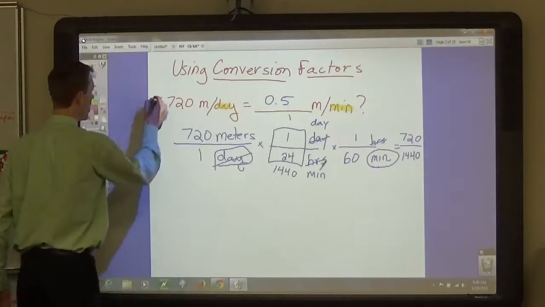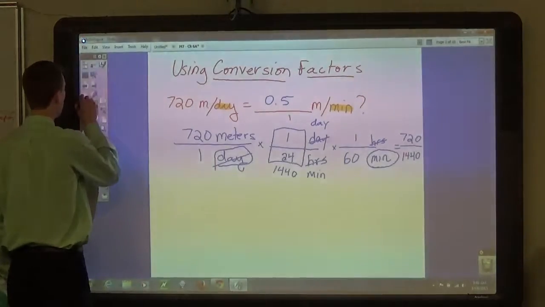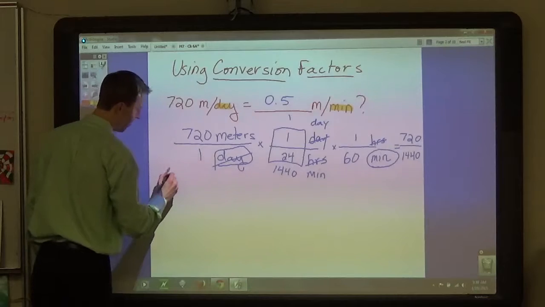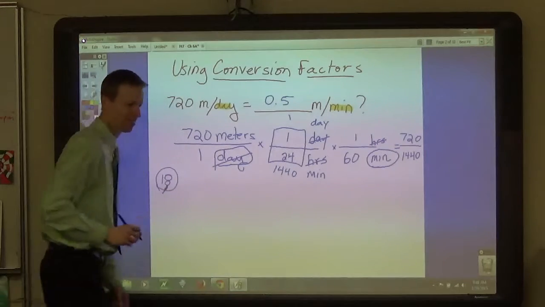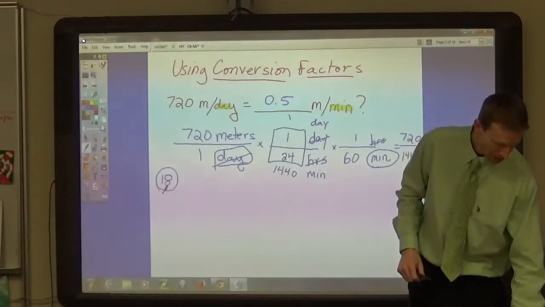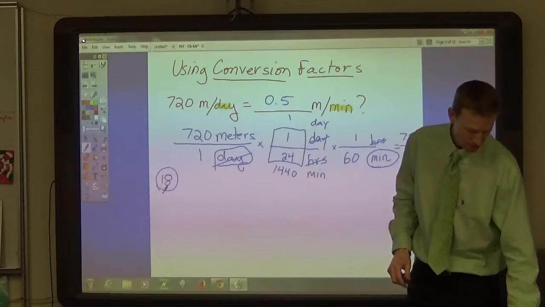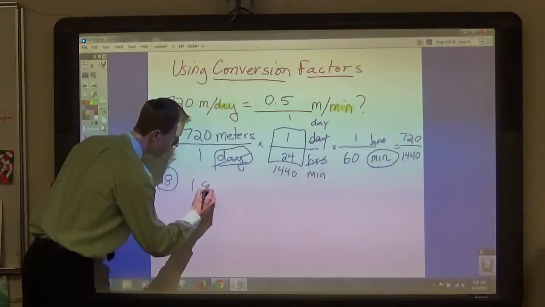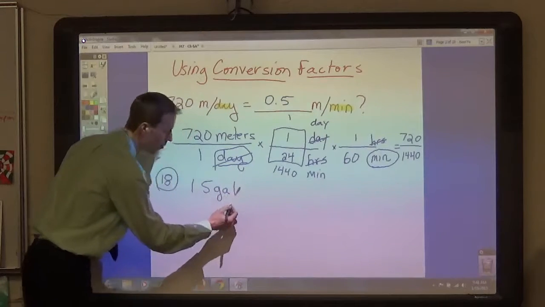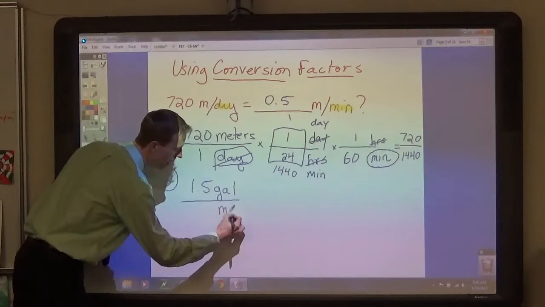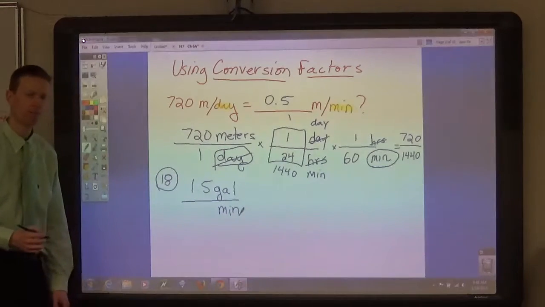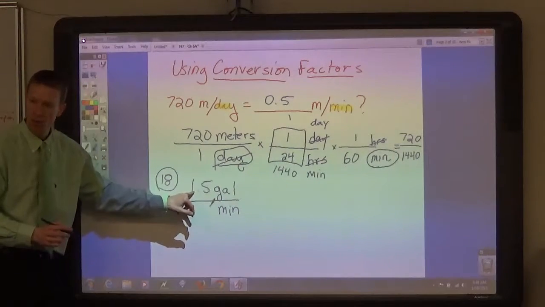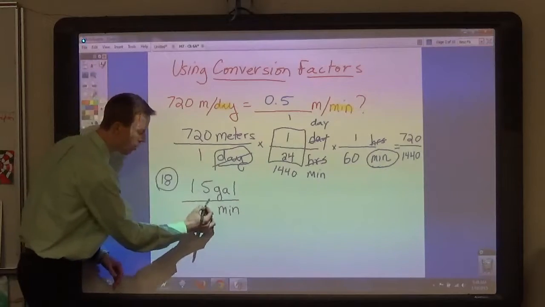Let's do another one. Number 18. That was number 17 in your book, which is part of your assignment. Let's try a different color. Number 18. Let's say we have 1.5 gallons per minute. We're going to go to quarts per hour. So 1.5 gallons, you write it over minutes. Okay? And if it's gallons per minute, that means 1.5 gallons for every 1 minute, so we can write a 1 there.